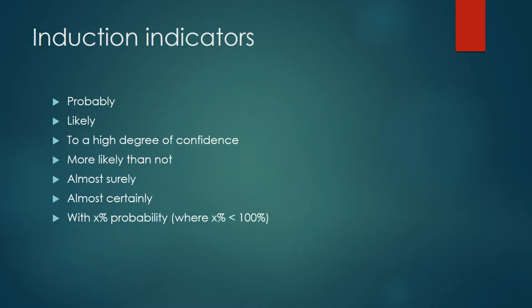Okay. There are a number of words and phrases that indicate where an arguer can indicate that she's offering an inductive argument. That is, she acknowledges that she's giving you reason to believe the conclusion, but she's acknowledging that she hasn't completely proven it, right? She's not giving you 100% support. Probably the most common induction indicator is "probably." Okay? Some other induction indicators of inductive arguments are "likely," "to a high degree of confidence," "more likely than not," "almost surely," "almost certainly," or "with some probability," where the probability given is strictly less than 100%.